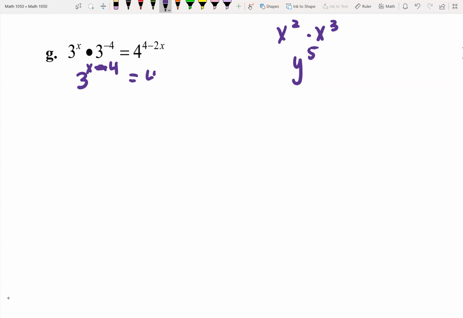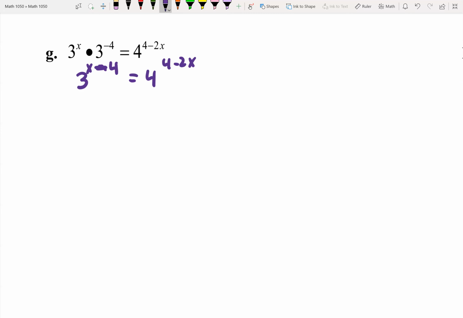On the right hand side, 4 raised to the 4 minus 2x. Now, you guys, just so you know, there are many, many ways to solve these problems. I always just choose the route that I think you're going to be the most successful at. It would be nice if I could turn my 4 into a 3. You always turn the big guy into the little guy. Can I turn a 4 into a 3? No. So what am I going to do?